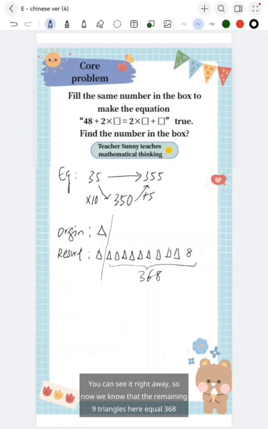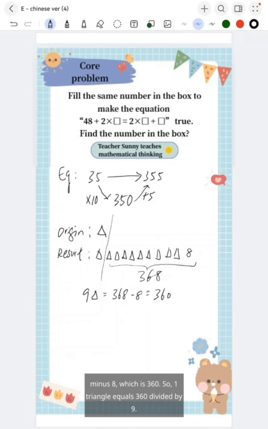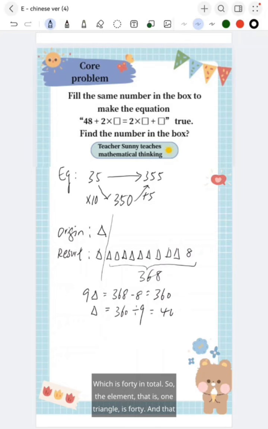So now we know that the remaining 9 triangles here equal 368 minus 8, which is 360. So one triangle equals 360 divided by 9, which is 40 in total. So the element, that is one triangle, is 40. And that's our answer for this problem.